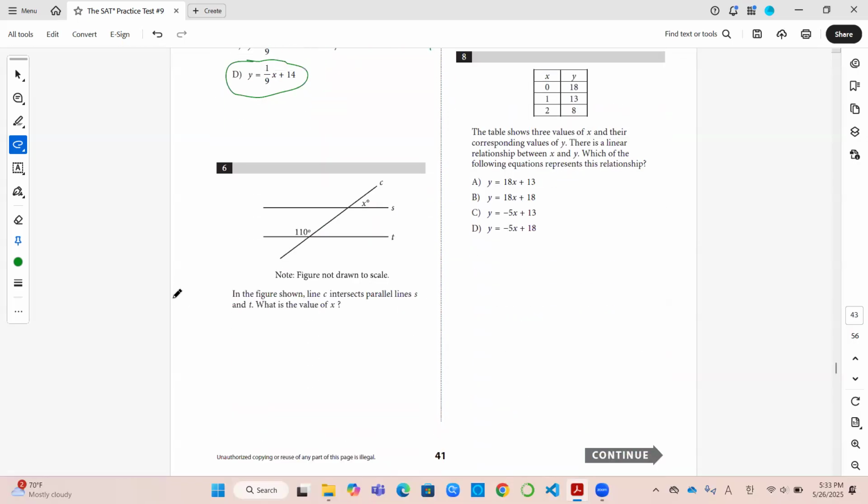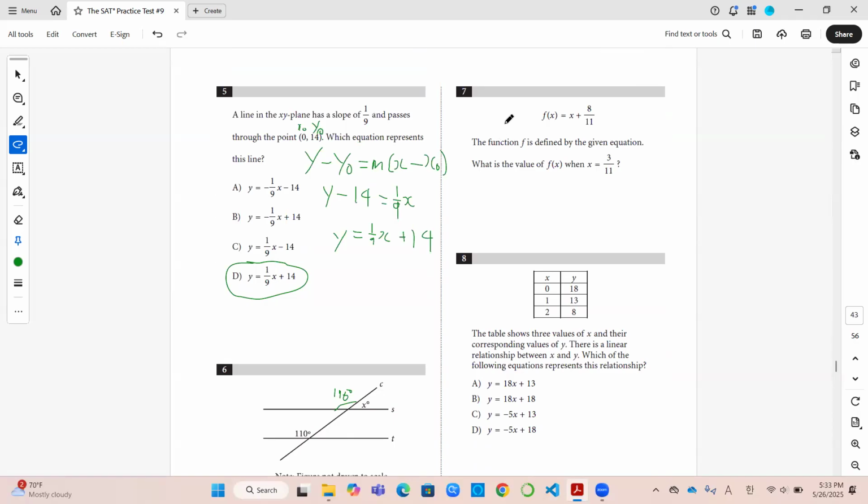Question number 6. In the figure shown, line C intersects parallel lines S and T. What is the value of X? Since these two lines S and T are parallel, I know that this angle is 110 here. So it's 110 plus X. This sums up to 180. X is equal to 70. So 70 is the correct answer.